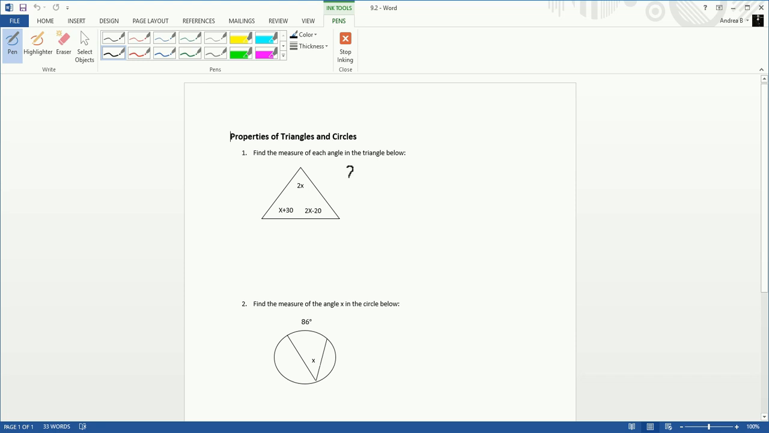So we want to do the 2x plus our x plus 30 plus our 2x minus 20. So all 3 of these angles have to add up to 180. So this is how we'd set up our equation first of all.